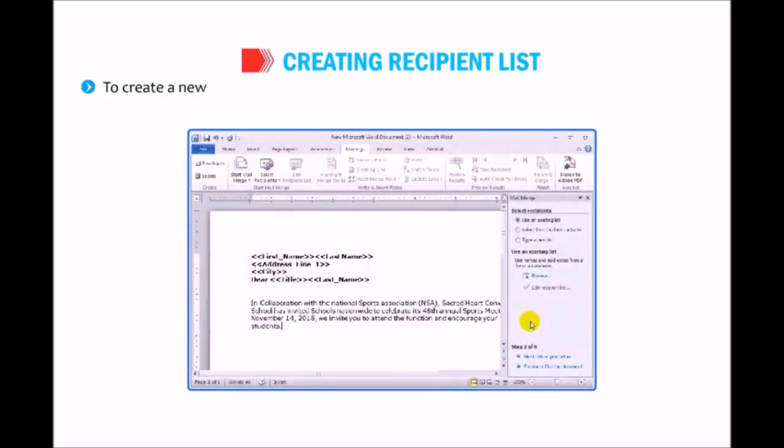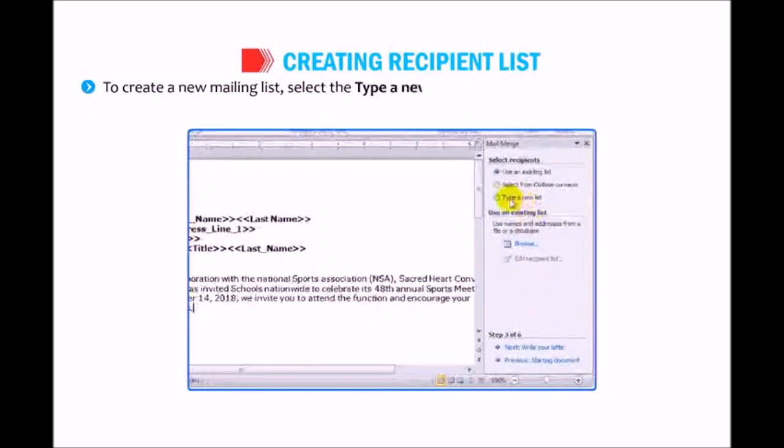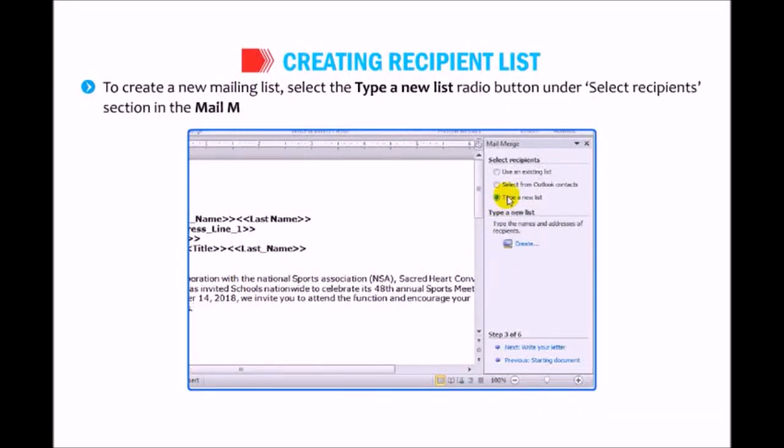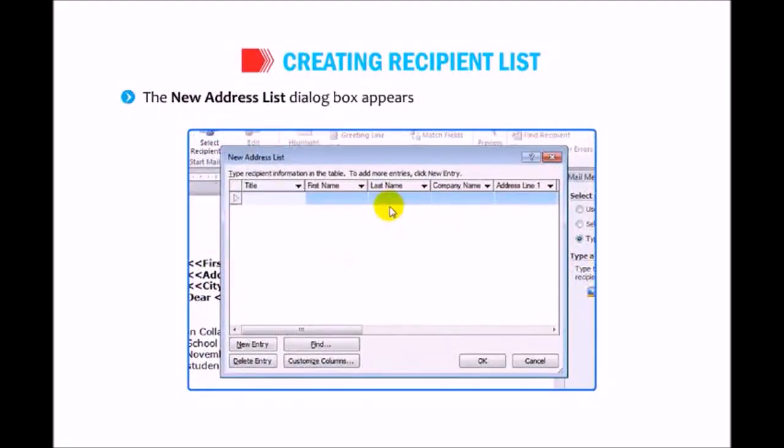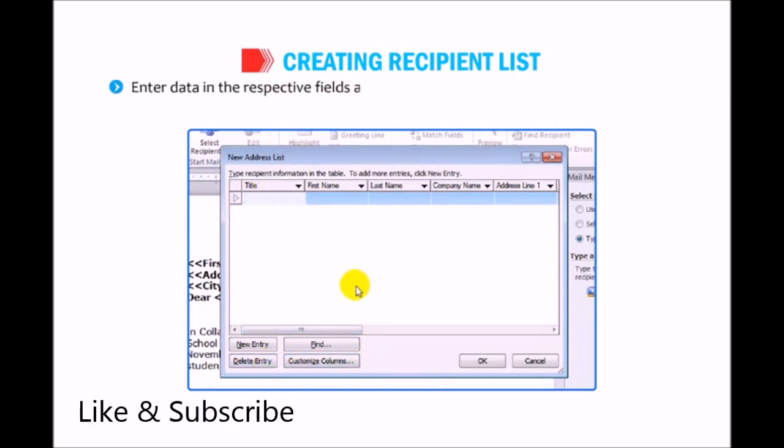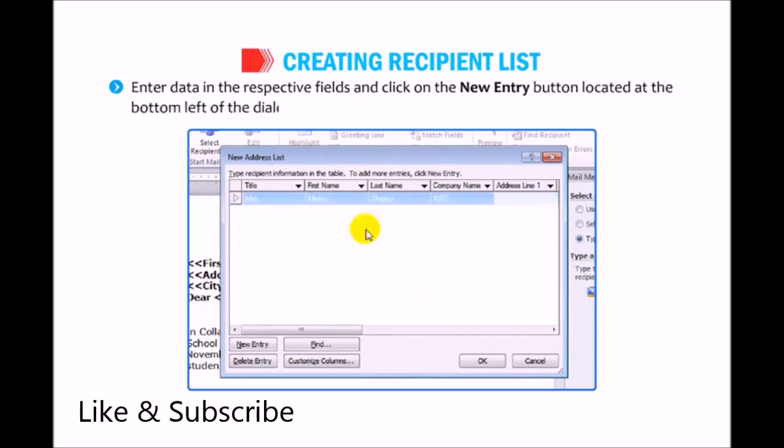To create a new mailing list, select the Type a new list radio button under Select Recipients section in the Mail Merge task pane and click on the Create option. The New Address List dialog box appears on the screen as shown in the figure. Click on the Customize Columns button to add or remove fields. Enter data in the respective fields and click on the New Entry button located at the bottom left of the dialog box.